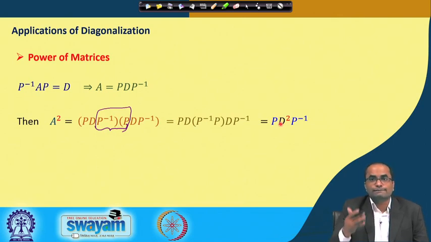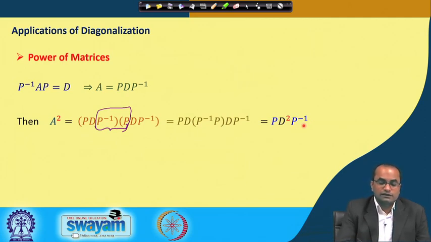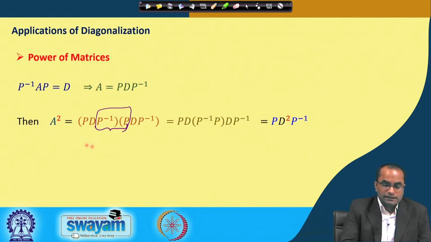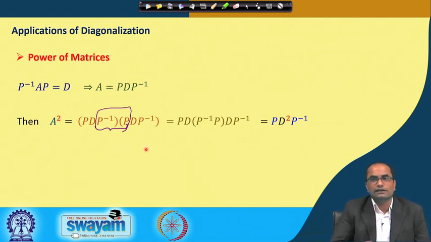Naturally, when we have a high power, not just 2, we still have to do this multiplication of P with D square and then with P inverse. So the work is more if we just want to find the power 2, but in case, for example, we want to get the power 1000, then this will definitely be very useful, because the higher power of D will be easier to compute. So, this is why A square comes out as P D square P inverse, and we can continue this idea.